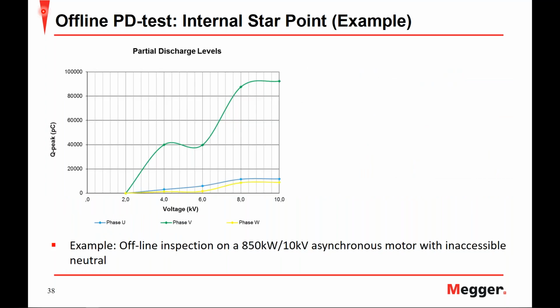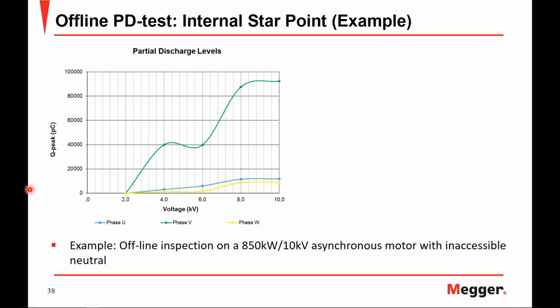Taking a look at an example of an offline partial discharge inspection of an 850 kilowatt 10 kV asynchronous motor with an inaccessible neutral, this example really highlights the benefits of performing the partial discharge measurement on each winding terminal, even when you have an internal neutral connection. Looking at the partial discharge of the phases individually, we can see the U and W phase have partial discharge at about 10,000 picocoulomb. But the V phase is significantly higher, many times higher than that.